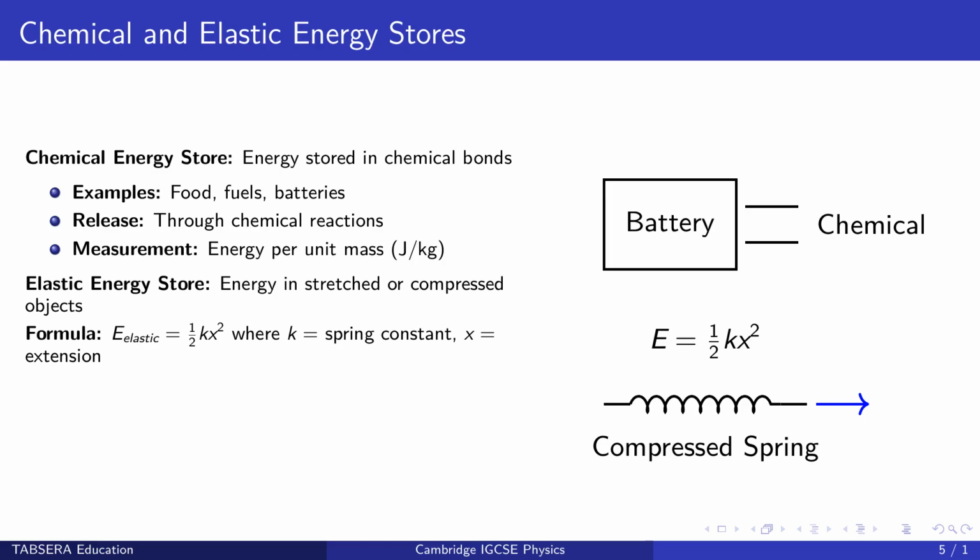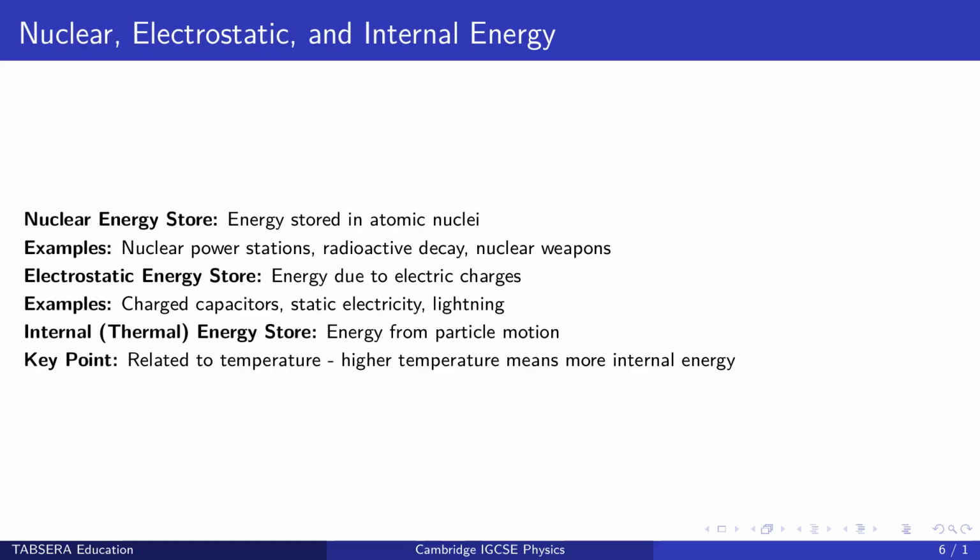Elastic energy store means energy in stretched or compressed objects. The formula is E elastic equals 1/2 kx squared, where k represents the spring constant and x represents extension or compression. The diagram shows a battery demonstrating chemical energy storage and a compressed spring showing elastic energy storage ready to be released. Let's examine the remaining three energy stores.